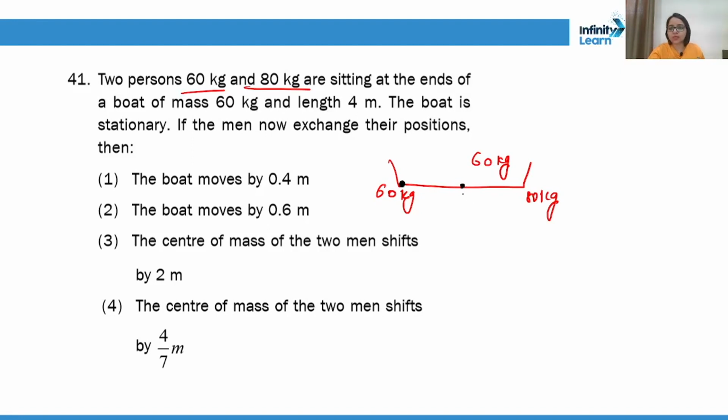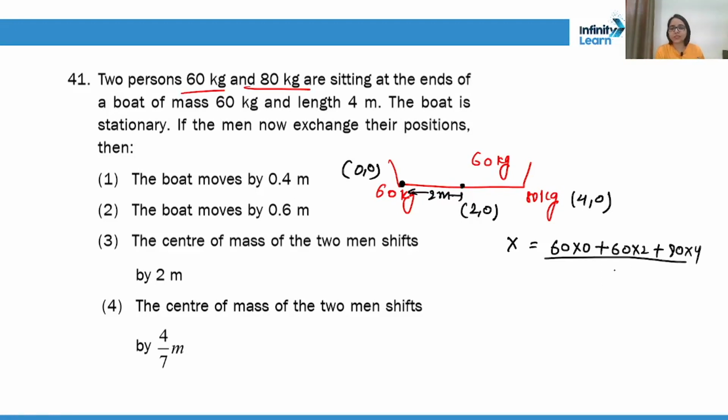So this is the midpoint of the boat. The center of mass of the boat will be at the midpoint, which is at a distance of 2 meter from the 60 kilogram. So for this one the coordinate will be 2 comma 0, for this one 4 comma 0, and for this one 0 comma 0. So the initial location of the center of mass is x_cm = (m1 x1 + m2 x2 + m3 x3) / (m1 + m2 + m3), which is 200 divided by 5... so it will be 11 by 5 meter.